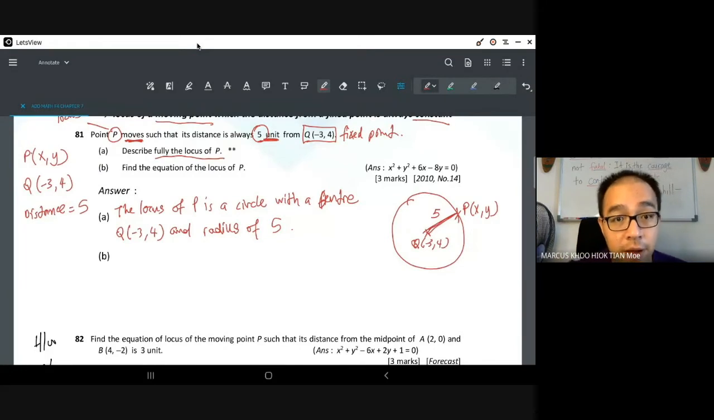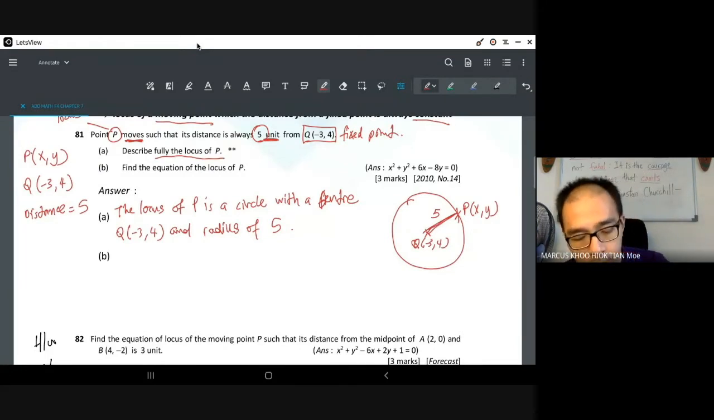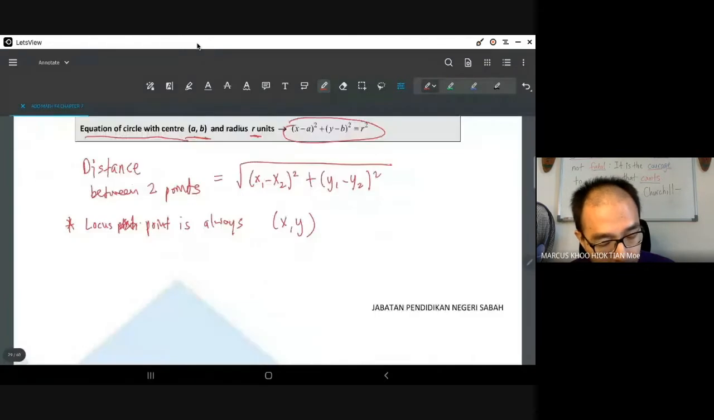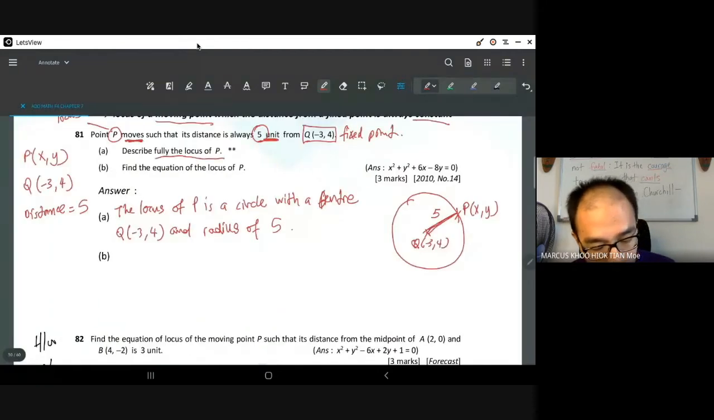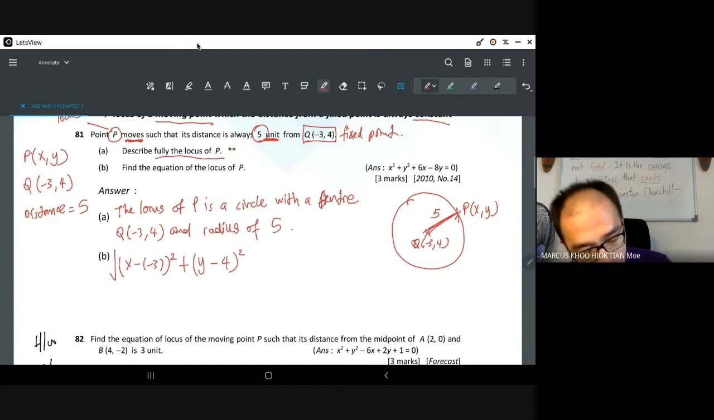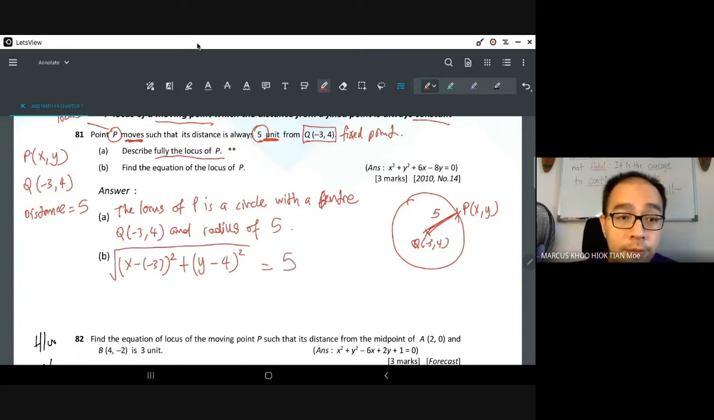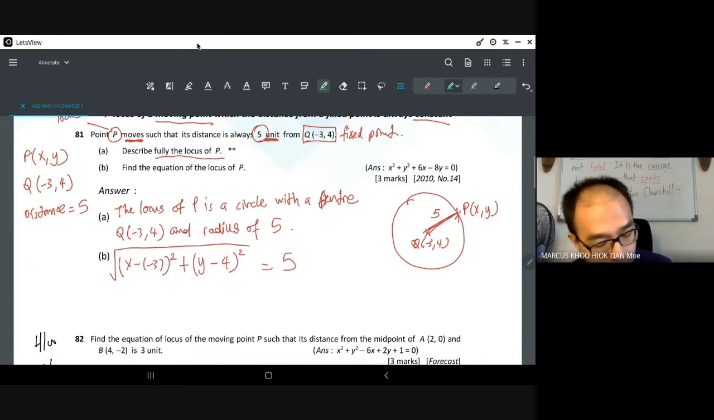The distance is 5. So let us put the distance between 2 points formula inside. So you will have the square root of (x - (-3))² + (y - 4)², and the whole thing equals 5. Let me write the formula for you again. The distance equals the square root of (x1 - x2)² + (y1 - y2)².